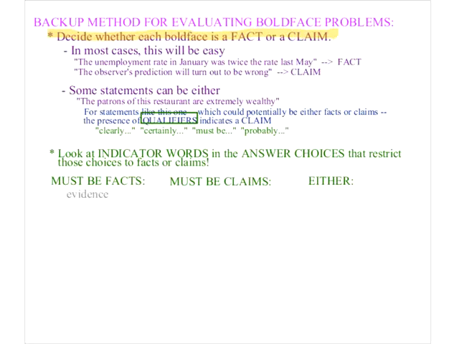I'm going to toss out some words in the text box. Give me an F if it has to be a fact, a C if it has to be a claim, or an E if it could be either one. I'll toss out some words for you. Circumstance. What do you guys think? You think a circumstance would have to be a fact, a claim, or either?